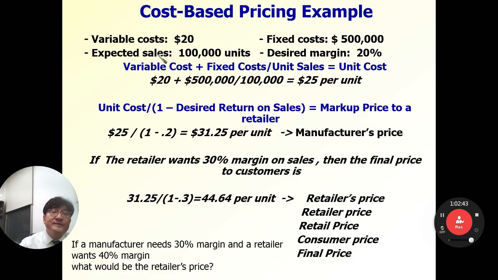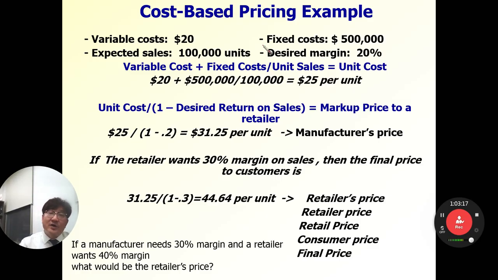Let's practice the margin on sales, the markup pricing or margin on sales pricing. Suppose the variable cost is $20 per unit, fixed cost is $500,000, and expected sales is 100,000 units, and desired margin. I actually fixed it in the original slides, where it said desired markup, but to avoid confusion I changed this term. In the textbook, it is written as desired markup. Do not use the word markup. We're going to use the margin on sales, right?